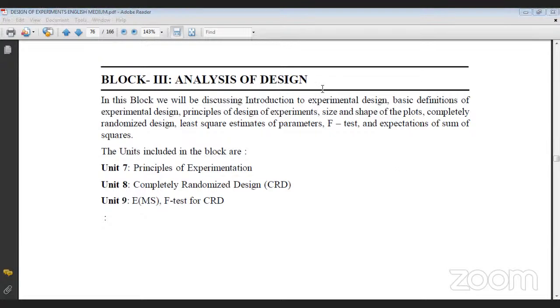In this block, we are going to discuss introduction to experimental design, basic definitions of experimental design, principles of design, experiment size, shape, and the plots. Completely randomized design, least squares estimates of parameters, F test, and expectation of sum of squares. So principles of experimentation, completely randomized design (CRD), and F test for CRD we can discuss in these units.